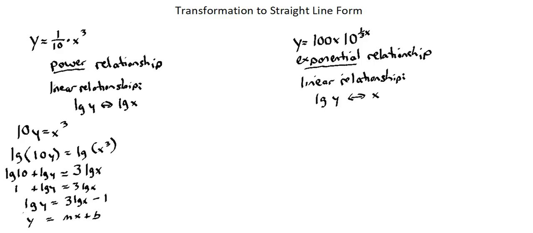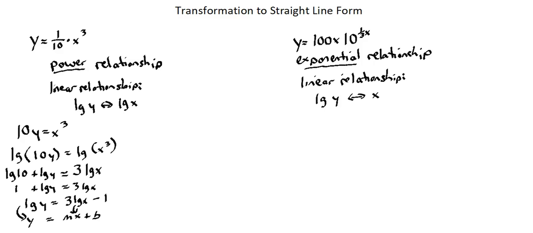In the linear equation, the variable is log of y, which represents y, and the second variable is log of x, which represents x. So now I have a linear relationship between two variables, the log of y and the log of x, in the format y equals mx plus b.